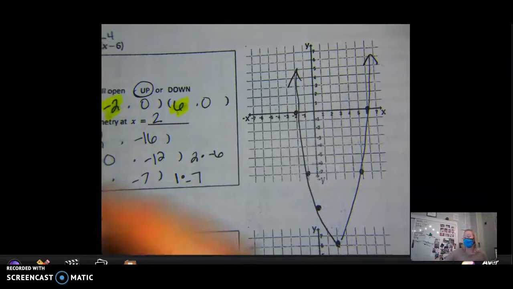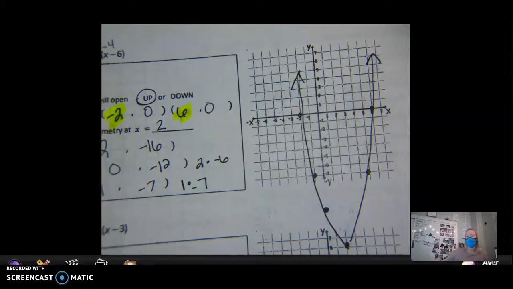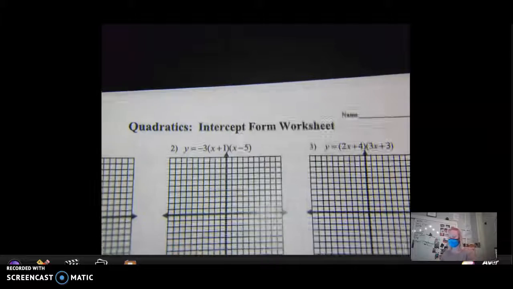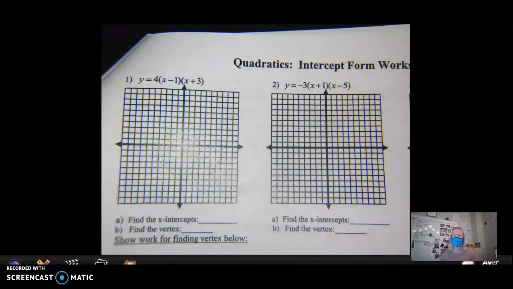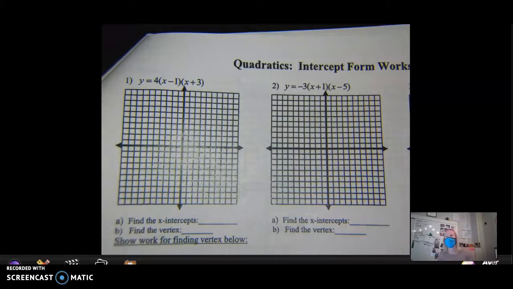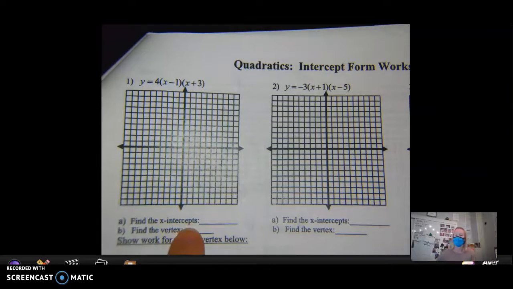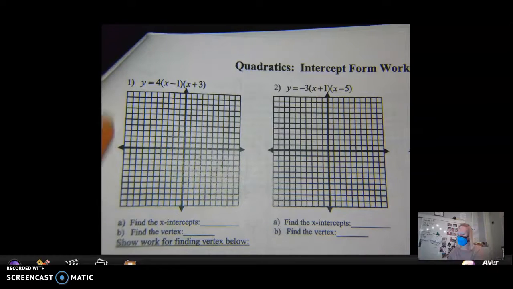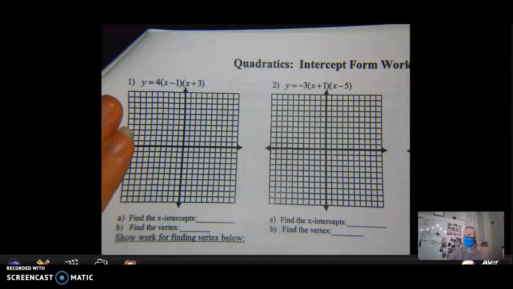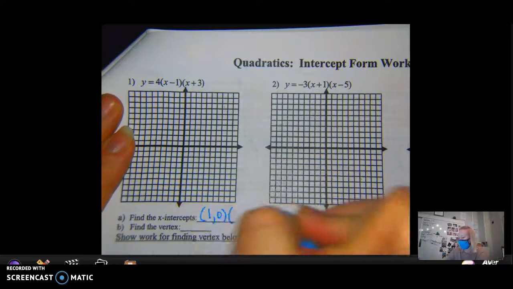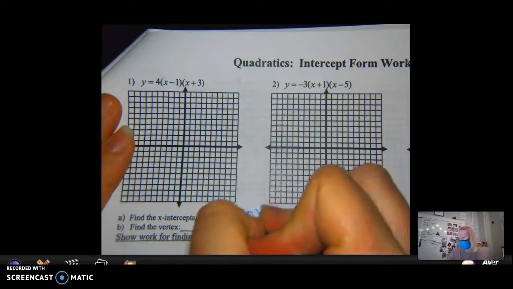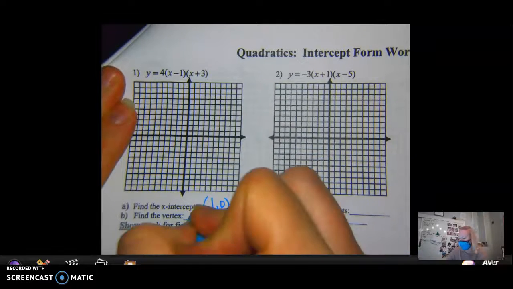So that, along with these two and the one on the front, should be completed in your packet. Okay? Go to the next page. Real quick, I want you to find your x-intercepts and your vertex. Just those two things. So on this one, find your x-intercepts and your vertex real quick. What are my x-intercepts? 1, 0. Good. And what's my other one? Good.